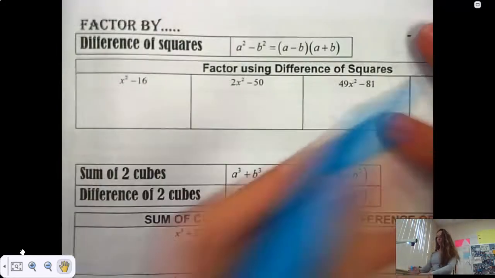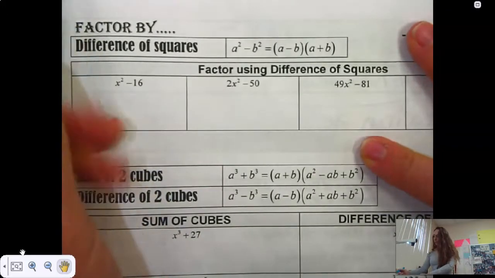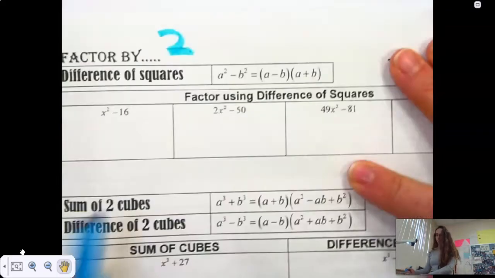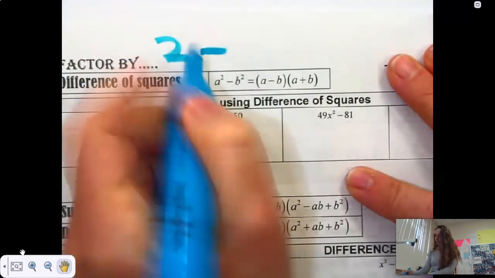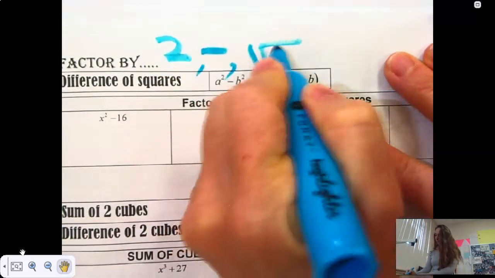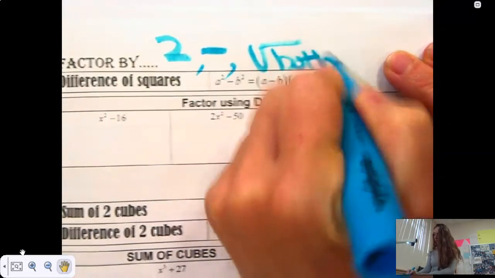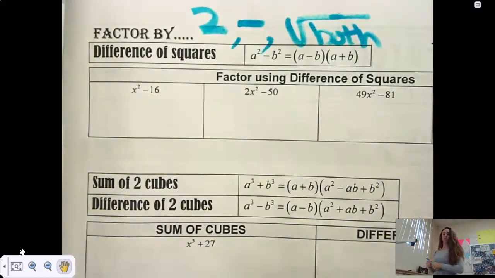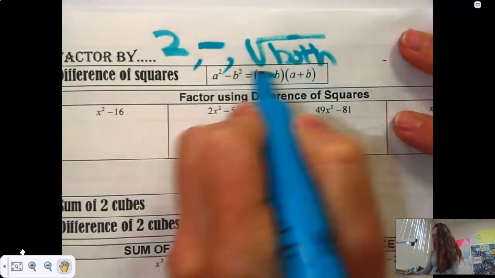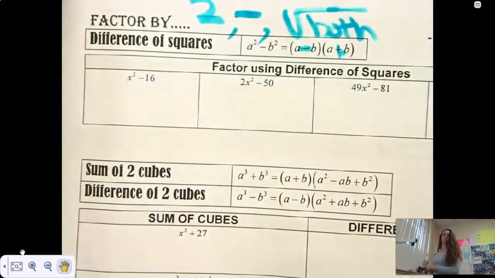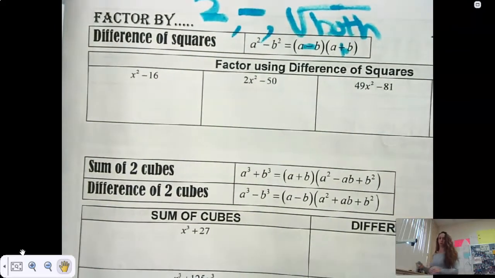And when you see this, you might go, what does all this mean? Okay. Just know that when it's difference of squares, there's two of them. There's a minus in the middle, and you can square root both of them. Okay? And when you do that, you will get one being minus and one being plus. And we've done this before, but let's just make sure we're solid on it, okay?